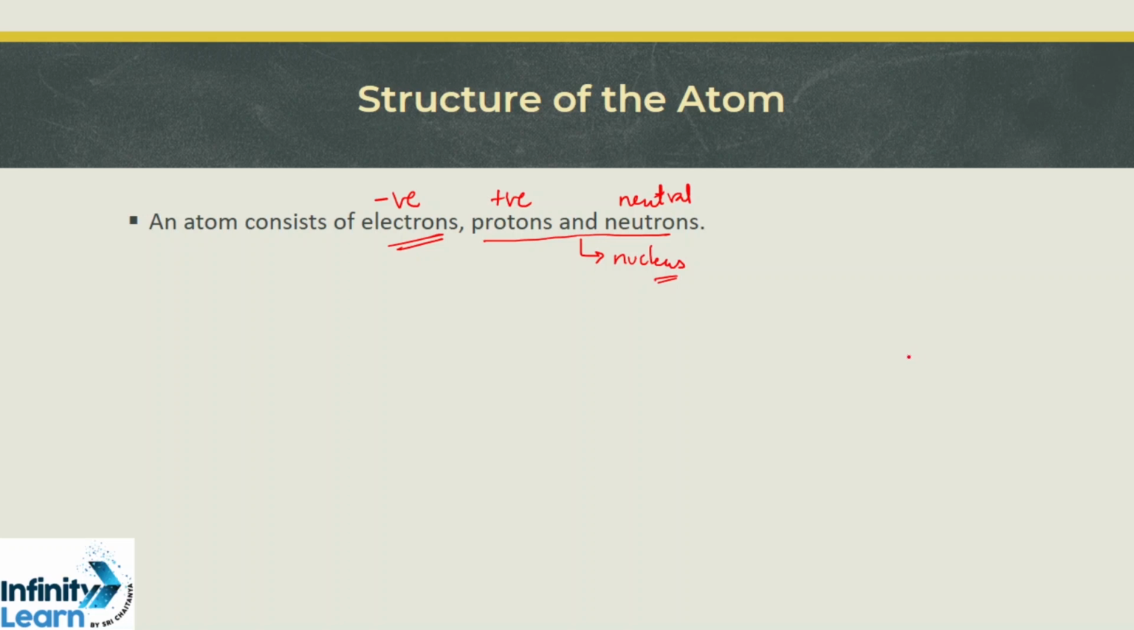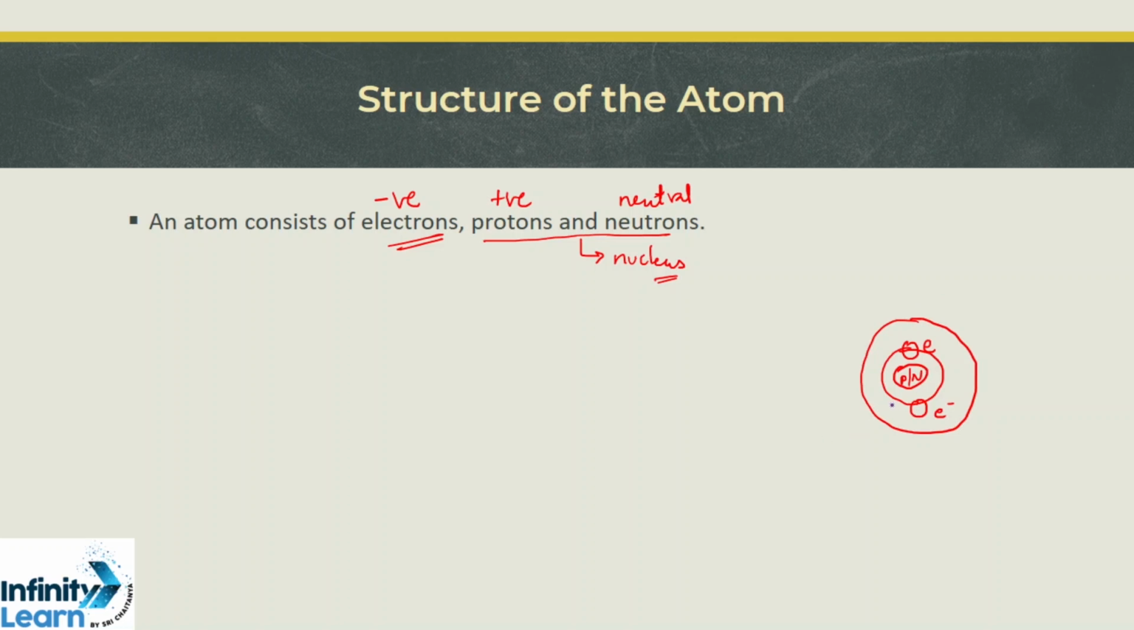So if I draw an atom over here, let us say this is the nucleus which has protons and neutrons, and then we have orbits in which there are these electrons which are going around. Electrons in different orbits have different amounts of energy, and if a particular atom has more electrons, the number of orbits or shells will go on increasing.